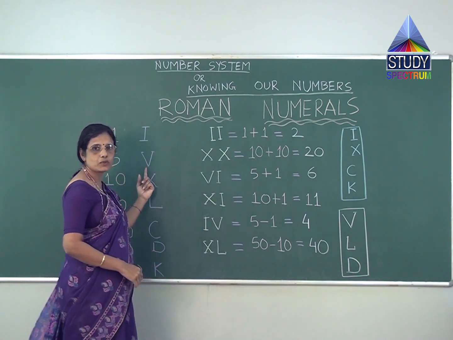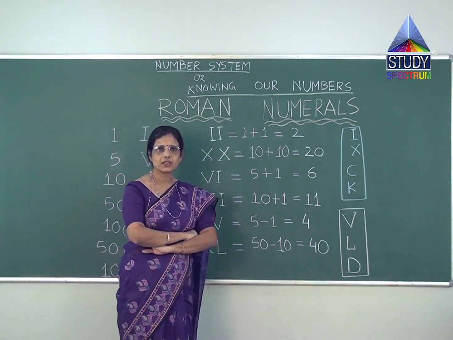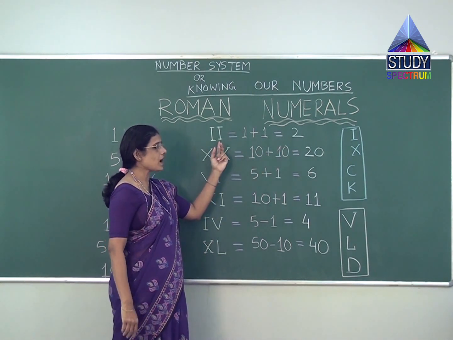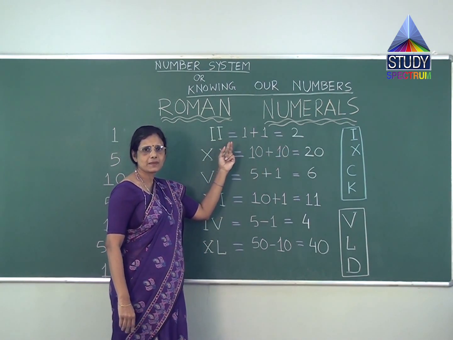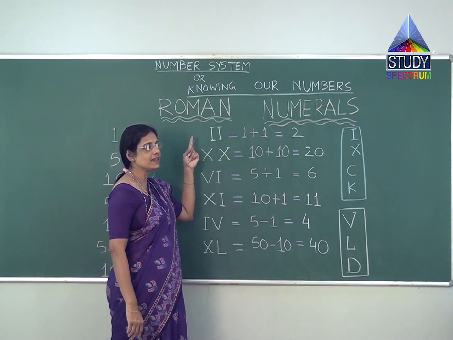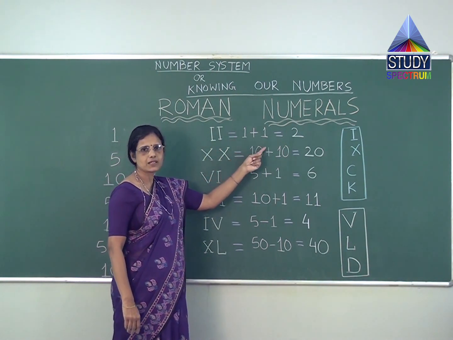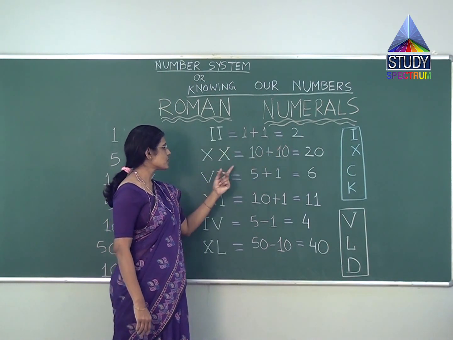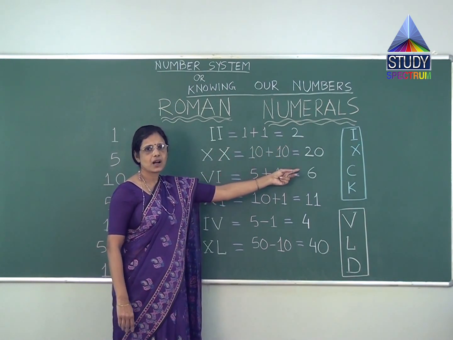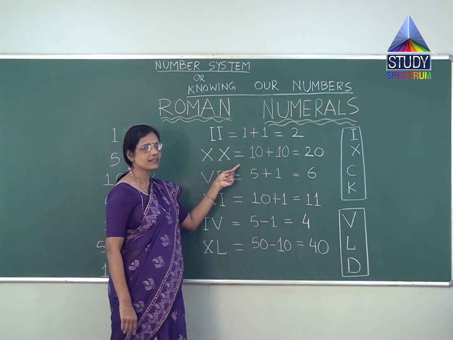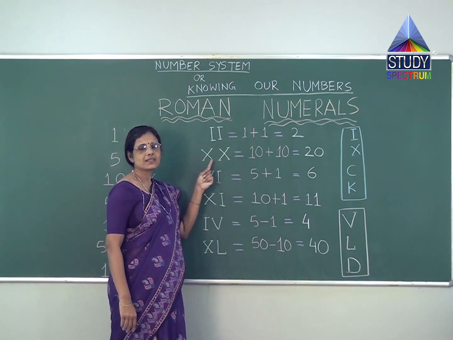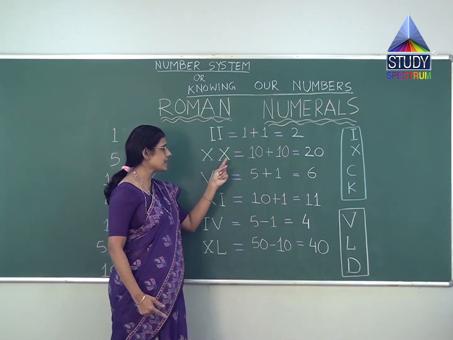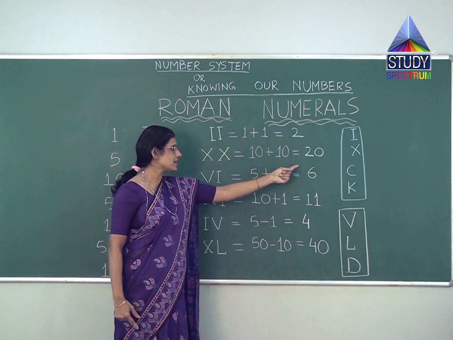After 1 you came to 5. But what about 2, 3, 4 like that? So for 2, I will take 1 and 1, 2 times in Roman, which is I plus I, means 1 plus 1 gives you 2. Similarly, suppose I want to write 20. How to write? 10 plus 10. It means what in Roman? It is XX. X means 10, another X gives another 10, so 10 plus 10, 20.